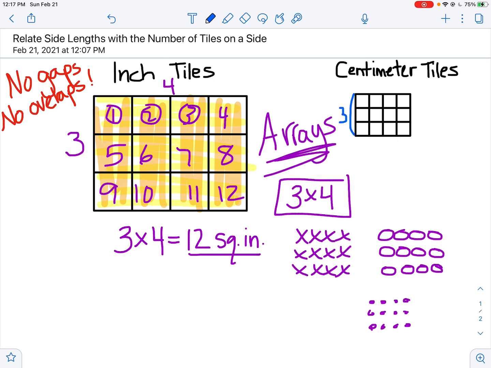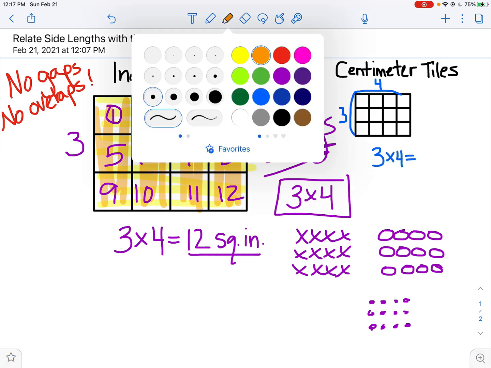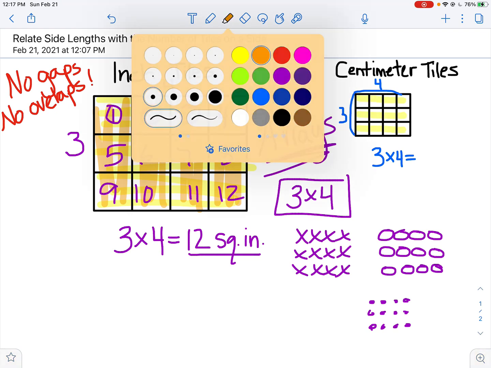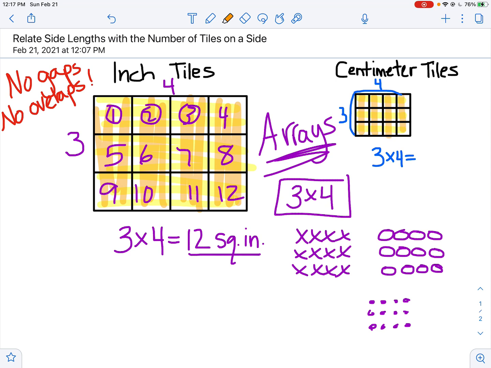Well, on the left, look, I've got 3. On the top, I've got 4. So this is still a 3 by 4, isn't it? And once again, I can decide to count by 4s, 4, 8, 12. I could count by 3s, 3, 6, 9, 12. But either way, I'm going to come up with 12.